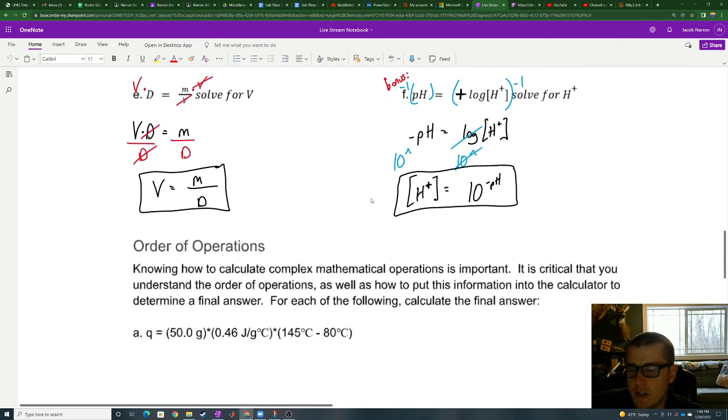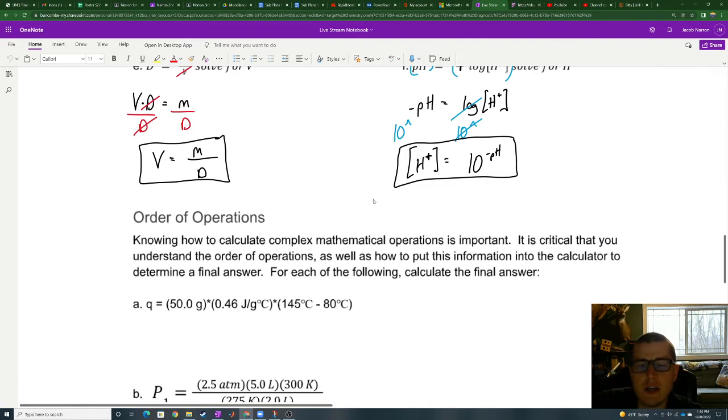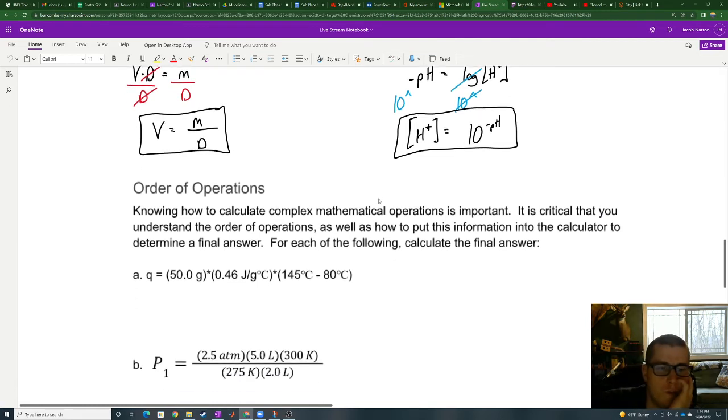Let's look at order of operations. Knowing how to calculate complex mathematical operations is important. It's critical you understand the order of operations as well as how to put this information into the calculator to determine a final answer. So we're just looking for a number value here. Let me remind you guys order of operations. I'm sure you know it. In fact, right now, you're probably saying out loud, PEMDAS, or please excuse my dear Aunt Sally. However you learned it, I don't really care. I just care that you know it. So there we go, PEMDAS.